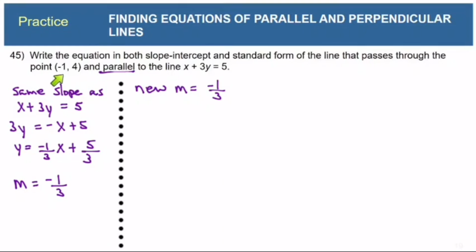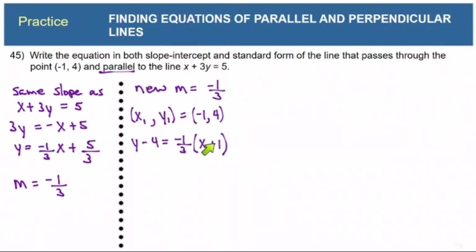So now using this point, negative 1, 4, we're going to use our point slope formula to say y minus the y that we know equals m times x minus the x that we know, but minus negative 1 will be written as plus 1. Okay, now we're very close to slope-intercept form here, so let's go ahead and distribute the negative 1/3.